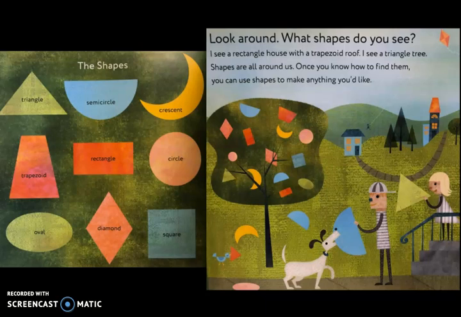Look around. What shapes do you see? I see a rectangle house with a trapezoid roof. I see a triangle tree. Shapes are all around us. Once you know how to find them, you can use shapes to make anything you'd like.